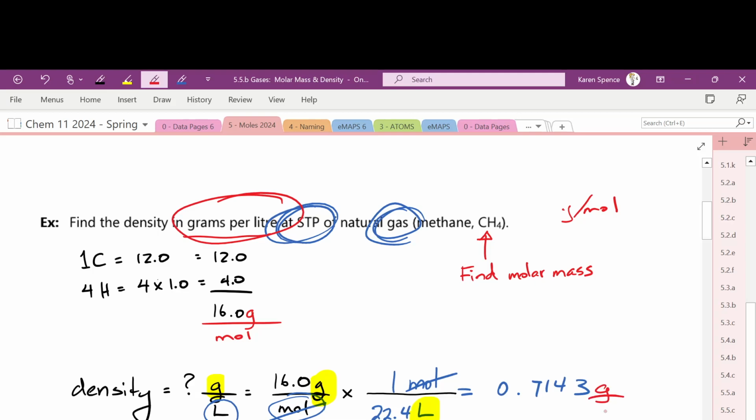Yes. And am I done? No, what am I missing? Sig figs. How many sig figs do I want? I've got 3 here and I've got 3 here. Don't forget your 0.0 if you've got a 0.0, okay? So this is 0.714 grams per liter, and that's your final answer.